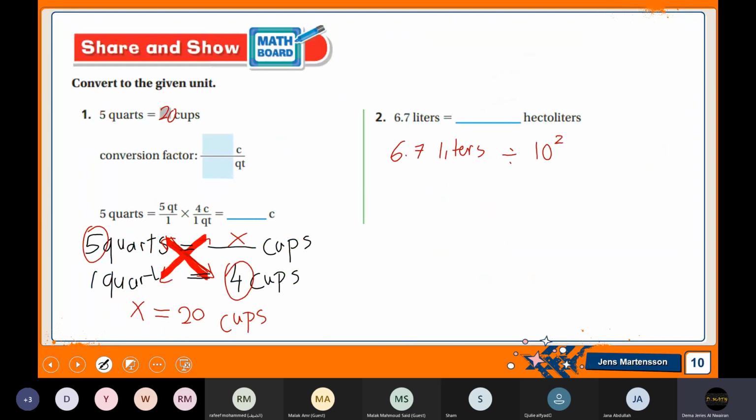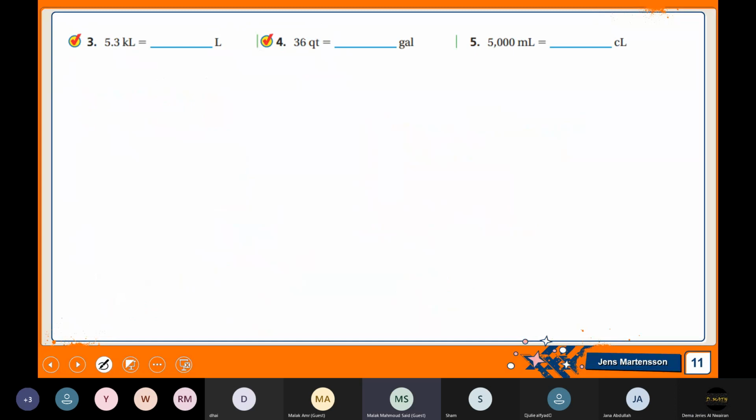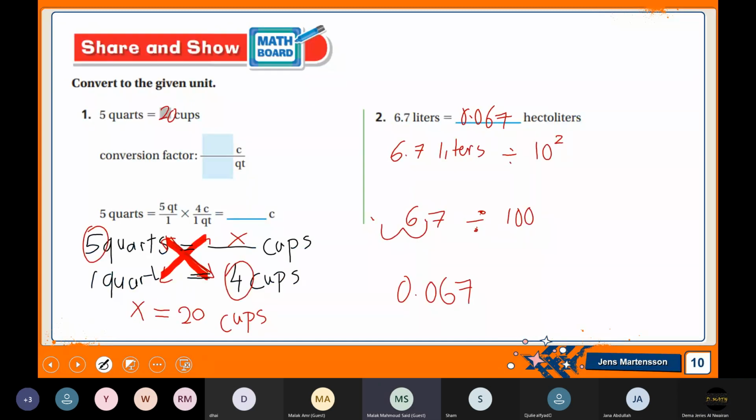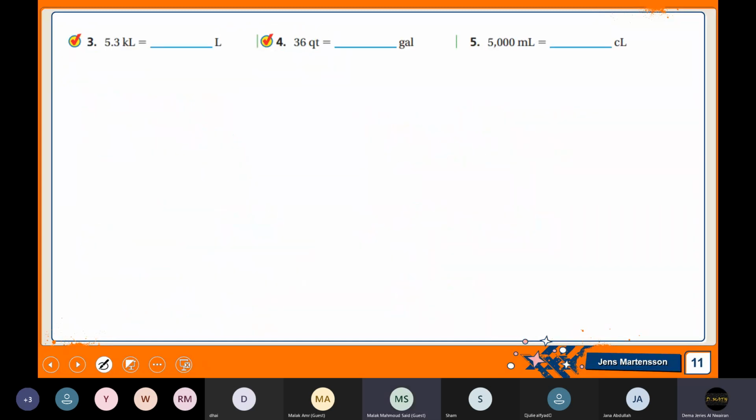Now, when you divide by 10 to the power of 2 or by 100, you have to move the decimal point 2 digits to the right or to the left? To the left. Thank you. So the answer will be 0.67. We have 2 minutes left. Is it clear? Yes. Right. Number 3 now.